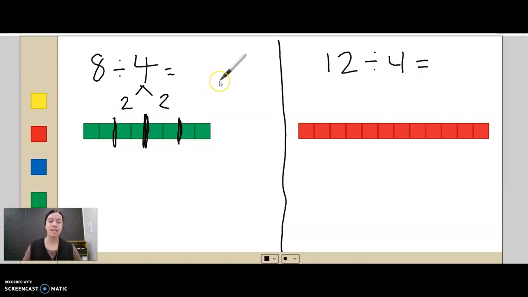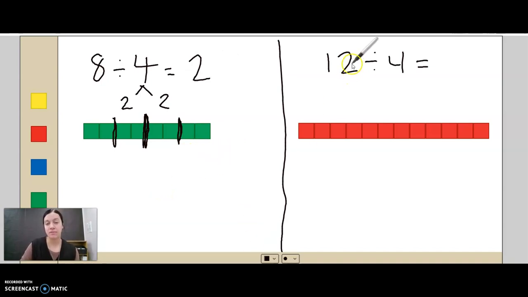So we started by taking our 8 square tiles and halving it. Then we took the 4 and halved that. So there's the half and half again. And we can see that in each one of our groups, we would have 2 square tiles. So 8 divided by 4 would equal 2.